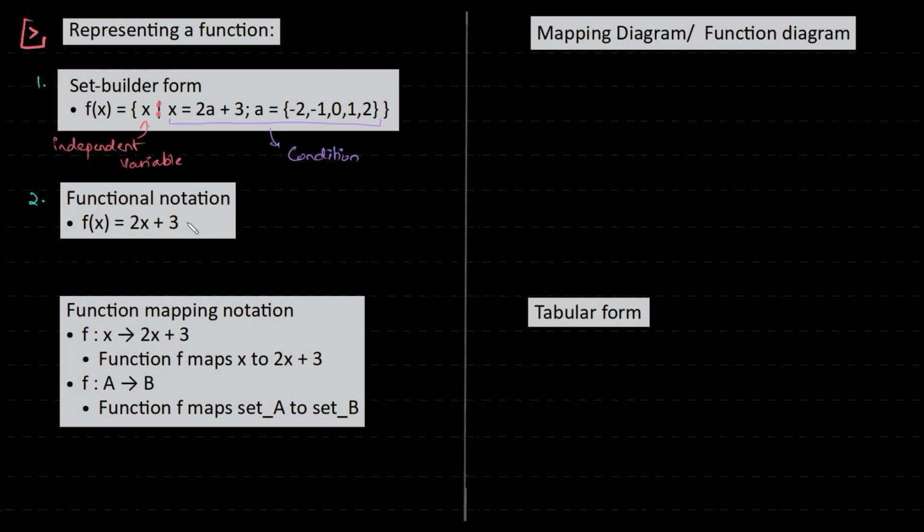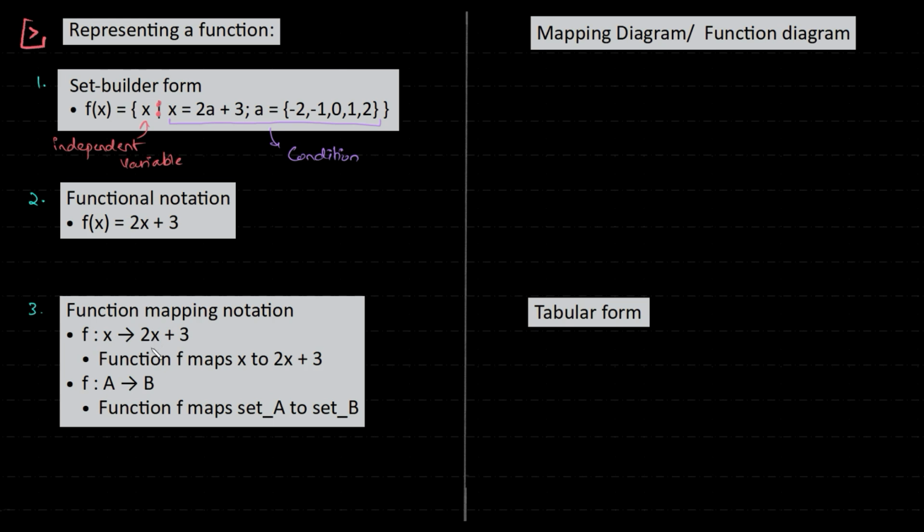This you guys have been seeing for the past 3-4 years. Functional notation is commonly used in mathematics, physics, and engineering to represent a function, right? When you work out numericals and so on and so forth. Third thing is function mapping notation. This helps us talk about the domain and codomain in its representation itself.